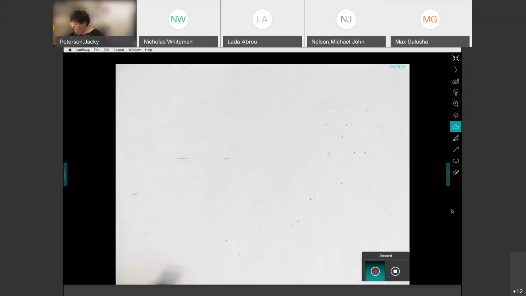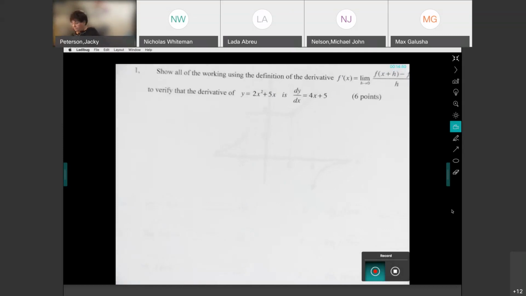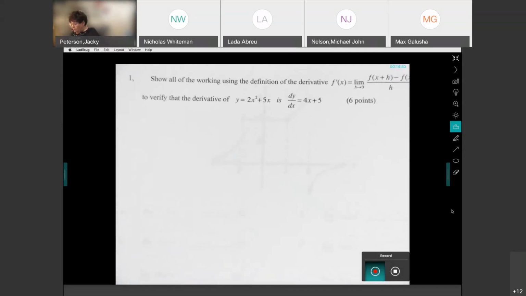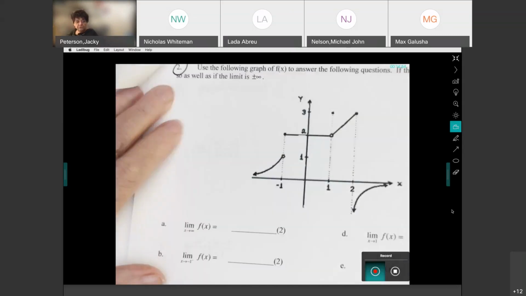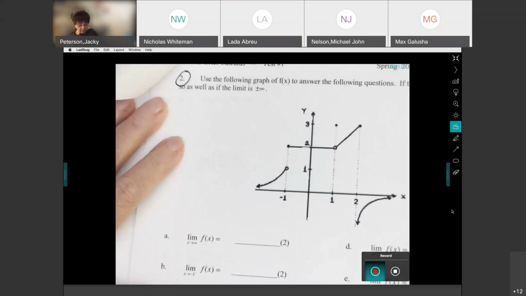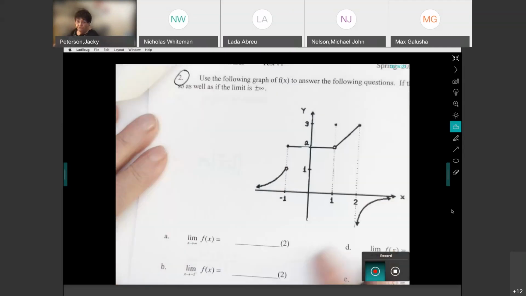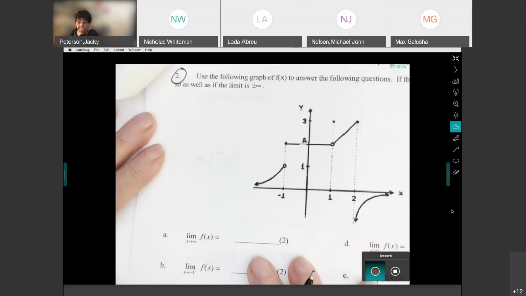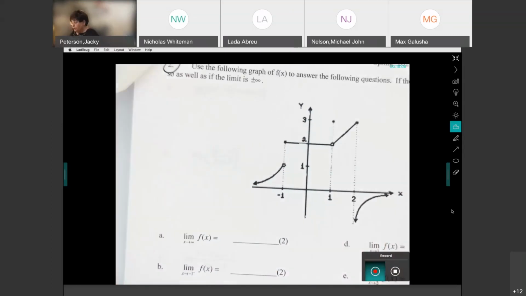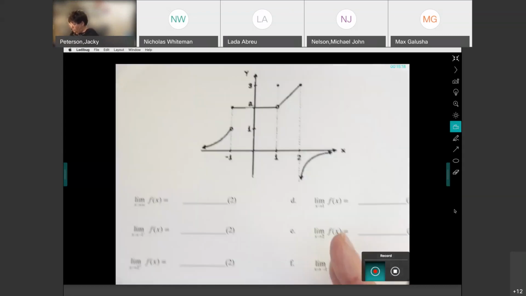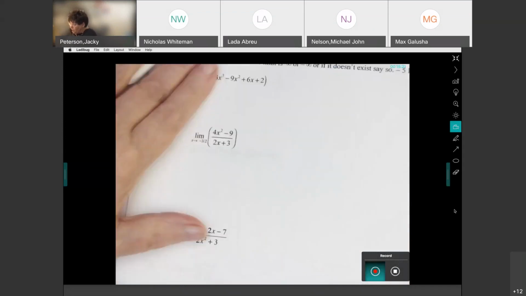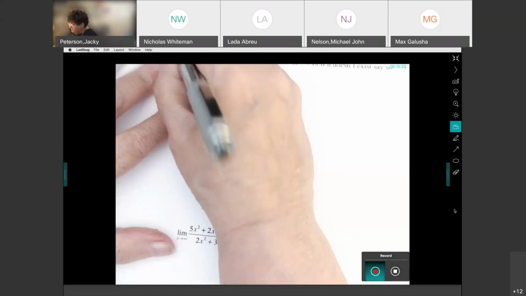On test number 1, the most missed problem, and this is what you're held responsible for, is problem number 2. So test number 1, problem number 2, that's your limits from a graph. And there's certainly one of those. So that would be problem number 2, no, problem number 3. Problem number 4 is your limits.